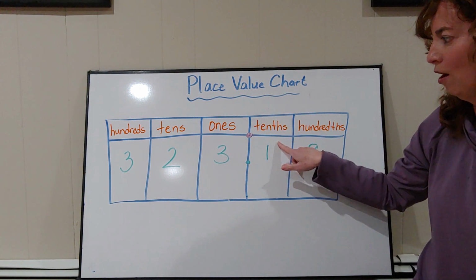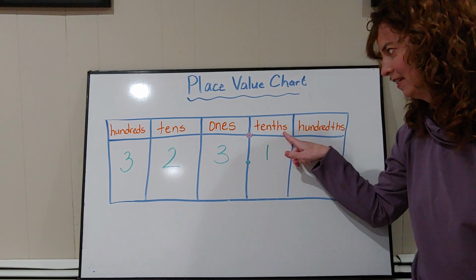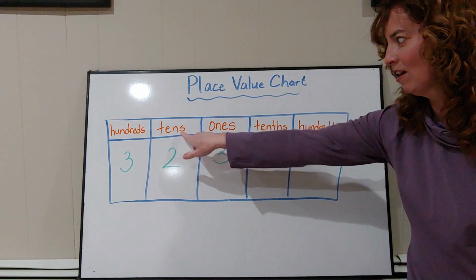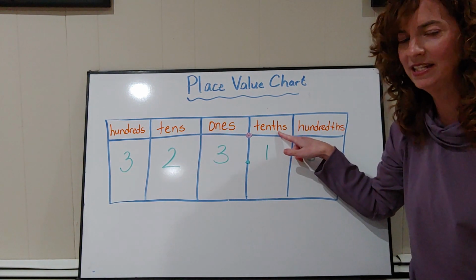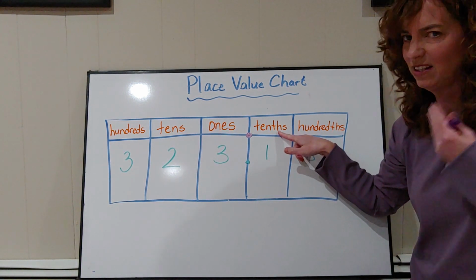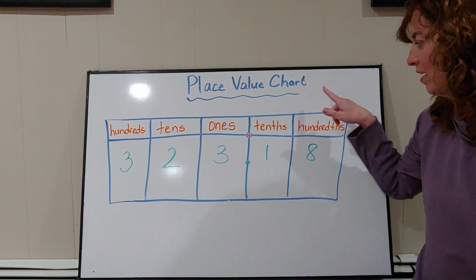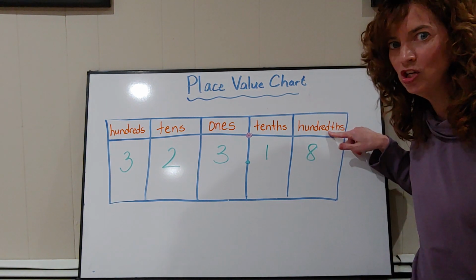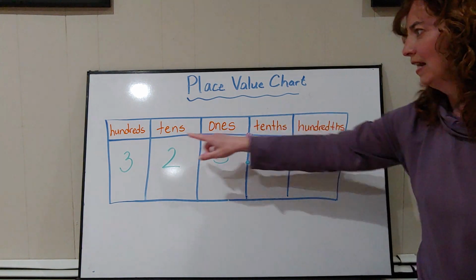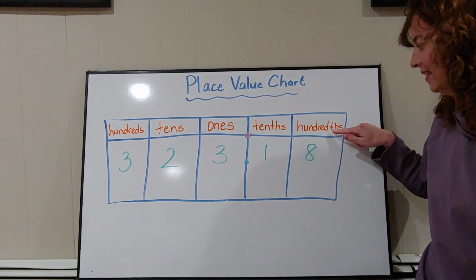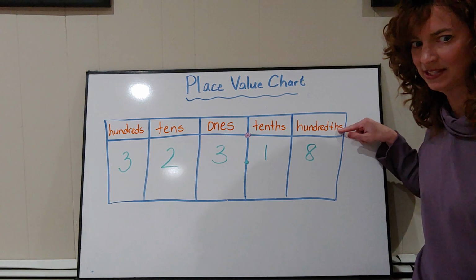The first new column is called tenths. So it's like the tens column, but has a TH, tenths. It sounds like a little lisp at the end. And then our next column after that is hundredths. Again, like hundreds, but it has a TH, hundredths.